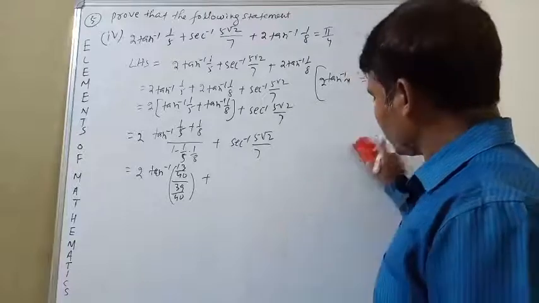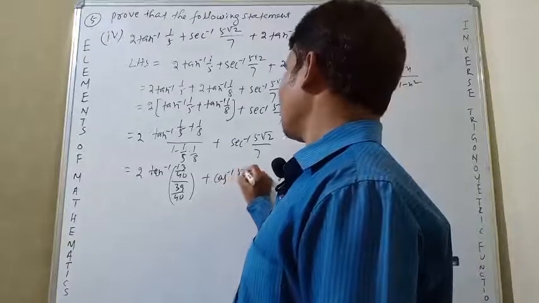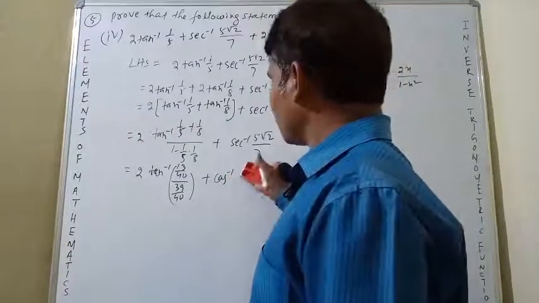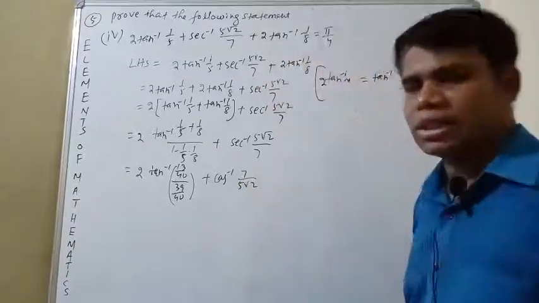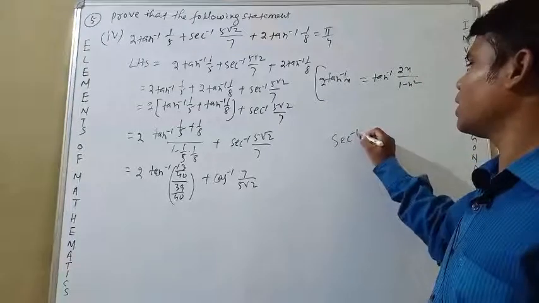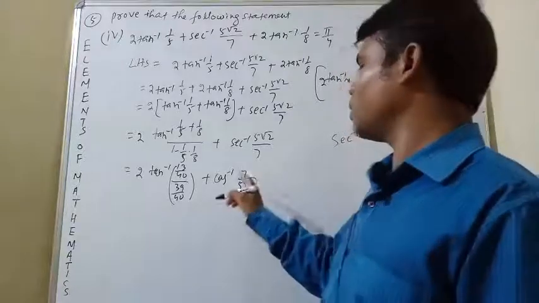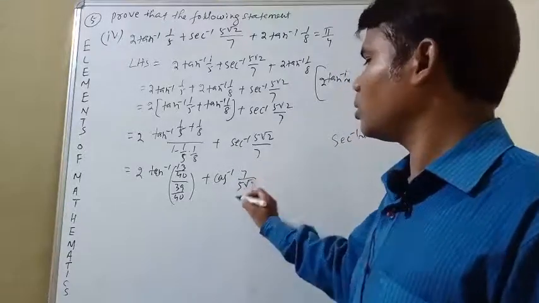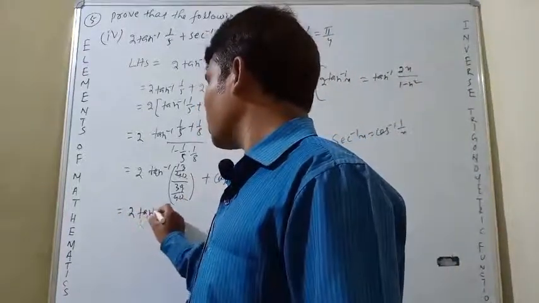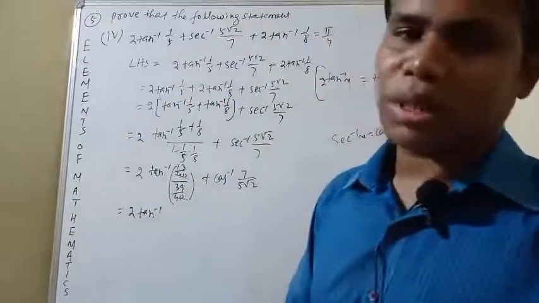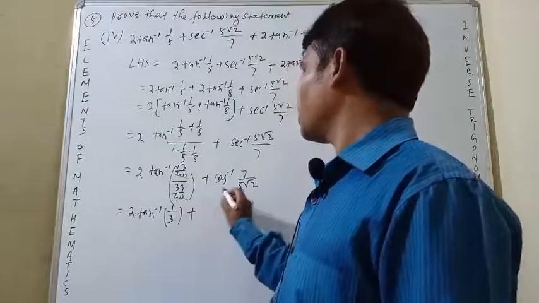I can convert it into cos inverse 7 by 5 root 2. You know that sec inverse x is equal to cos inverse 1 by x. This is the formula. Okay, so this becomes 7 by 5 root 2. You see, 40 will cancel out. That is 2 tan inverse 13 by 39, that is 1 by 3. Okay, plus cos inverse.